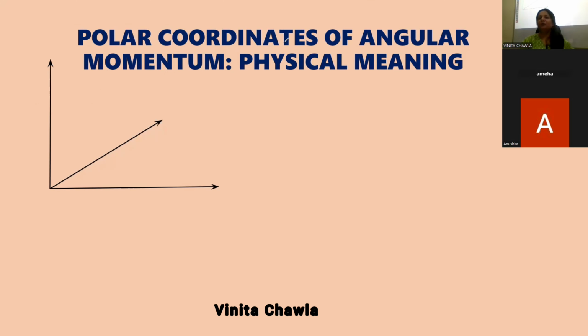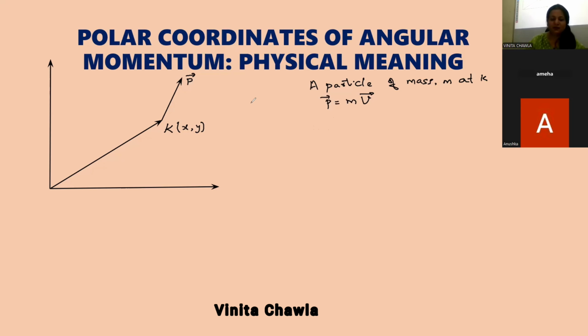ठीक है, write the heading polar coordinates of angular momentum. See, for this, let's consider a particle at point K. K xy is the position of the particle of mass m. So we have a particle of mass m at K. Okay, and it is moving in this direction. This particle is moving in this direction. Vector v is the velocity of the particle, and vector p is the momentum of the particle. So we can write vector p as mv vector.